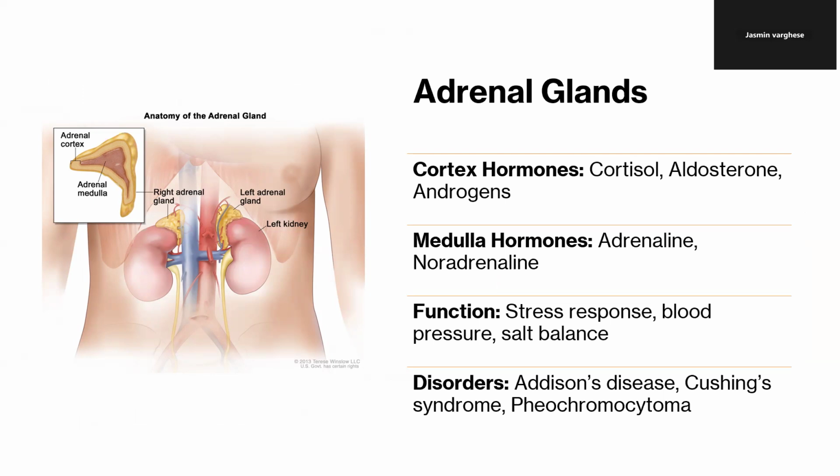Cortex hormones include cortisol, aldosterone, and androgen. And medulla hormones are adrenaline and noradrenaline. So altogether, 5 hormones are released by the adrenal gland. The cortex hormones are cortisol, aldosterone, and androgen. The medulla hormones are adrenaline and noradrenaline.